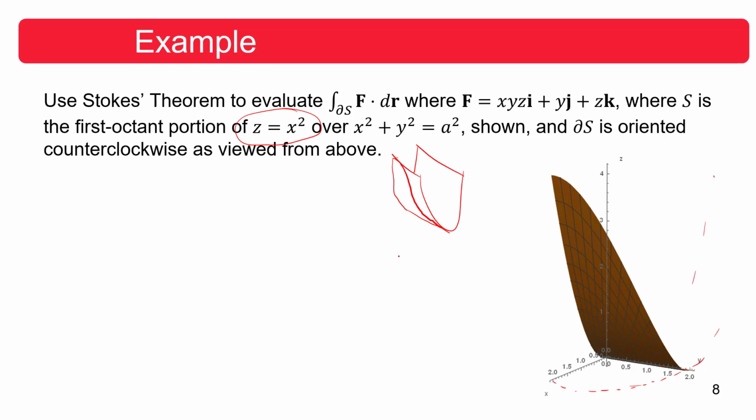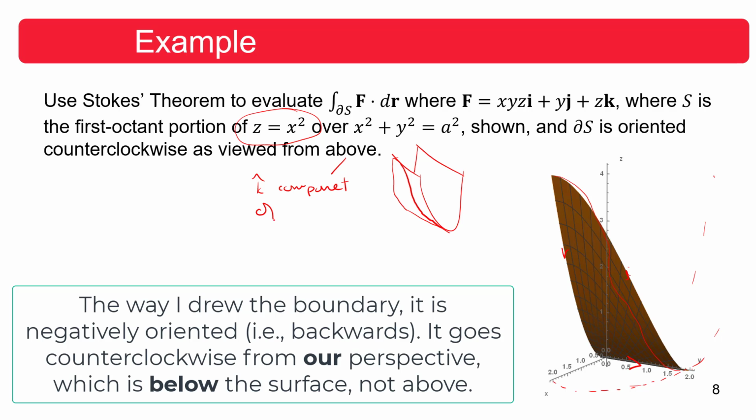Now again, if we were to parameterize this, we'd have to parameterize this curved part of the boundary, this straight part of the boundary and this other straight part of the boundary. And we'd have to make sure that they're all oriented properly so that the unit normal vector is pointing in the right direction. So we want counterclockwise as viewed from above. What that means is we want the k component of the normal vector to be positive, right? If it's counterclockwise when viewed from above, that means that the normal vector is pointing up.